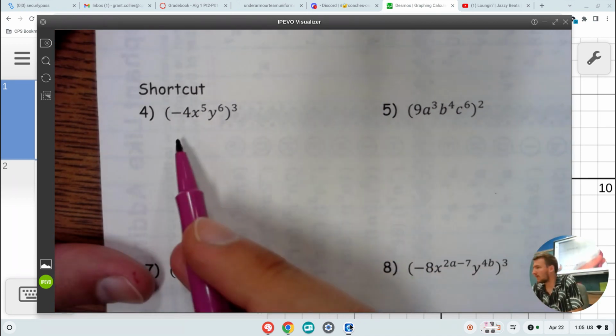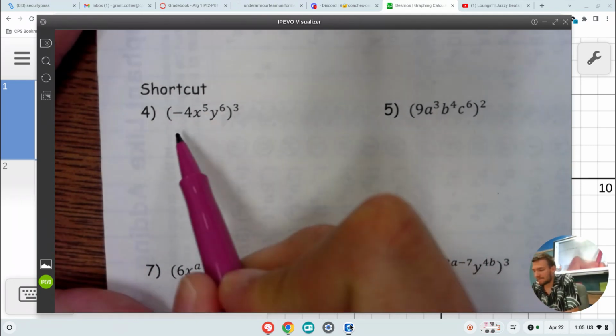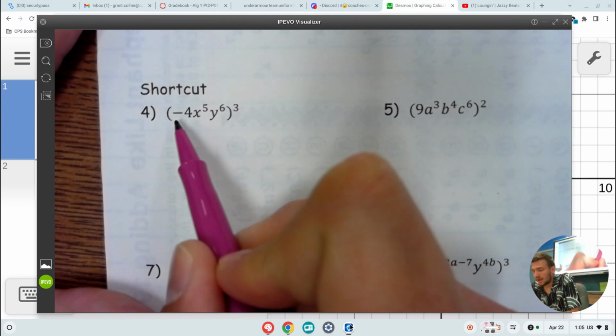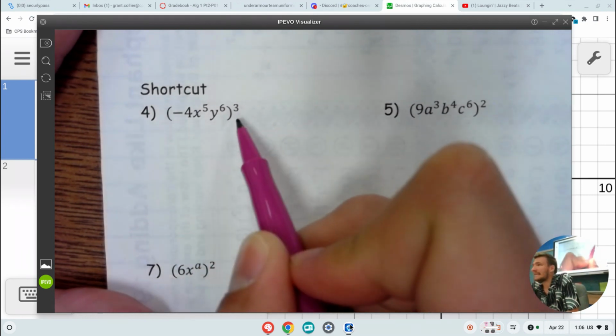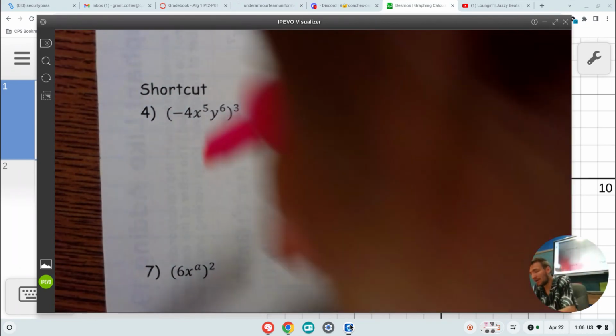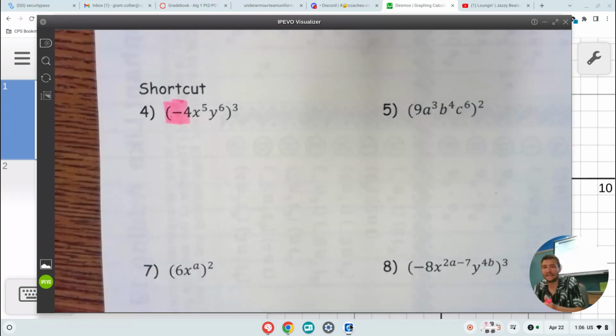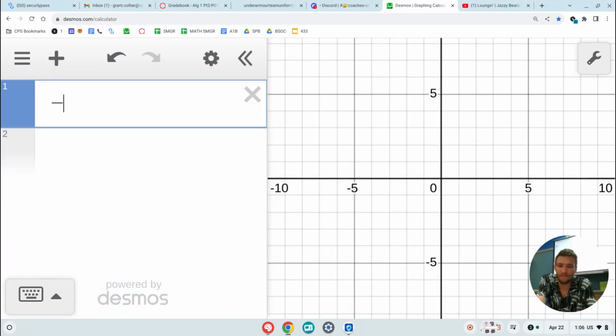So for number 4, please go quickly, Krista. Oh, I got you. For number 4, we have a -4, an x to the 5, and a y to the 6, and they all need to be cubed. First of all, the number out front is just going to get cubed like normal. So we're just going to type -4.